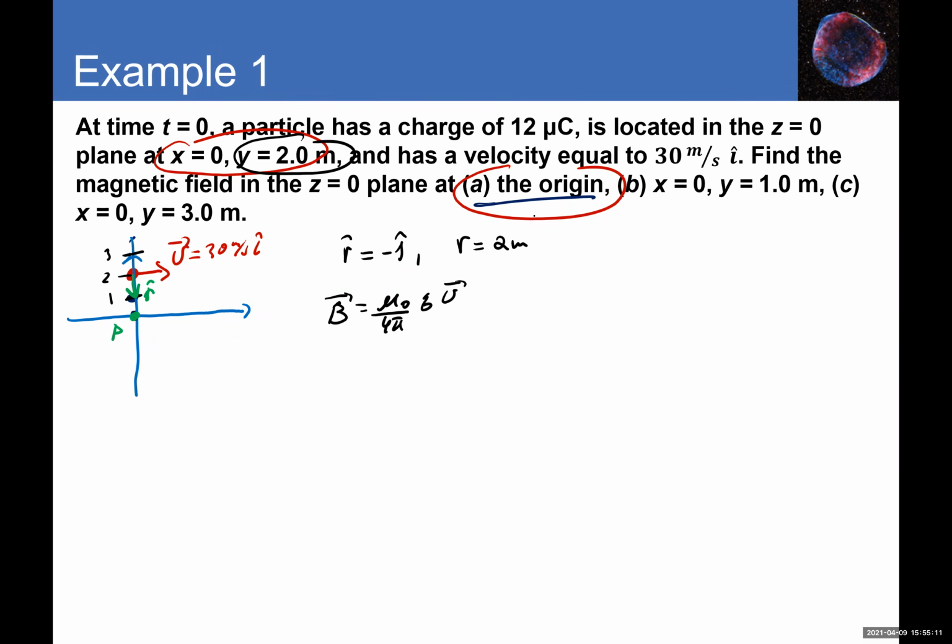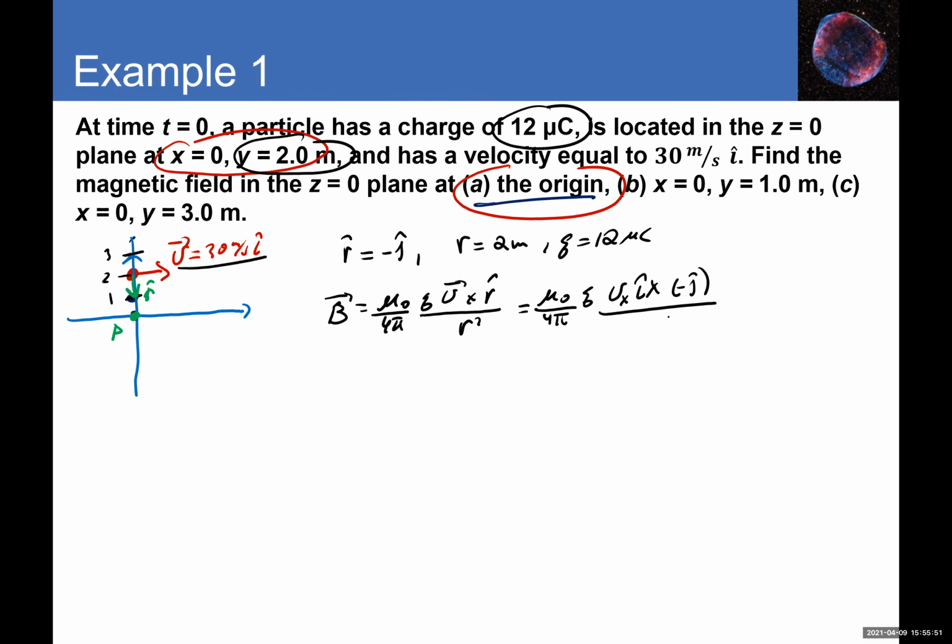We're given that Q is 12 microcoulomb. So it's Q V cross r hat, divided by r squared. We start with this equation. Then this equals mu naught over 4 pi times Q, and for V, I'm going to write it as Vx i hat, because this is the horizontal component, so it has only horizontal. So Vx i hat cross r hat, and r hat here is negative j hat, divided by r squared.